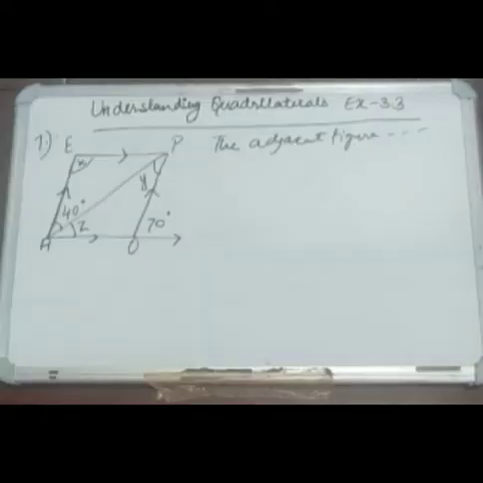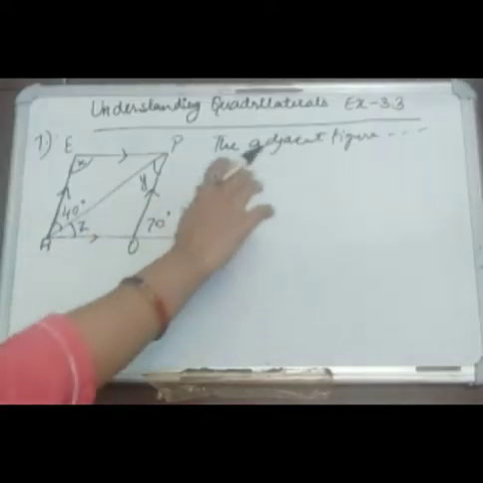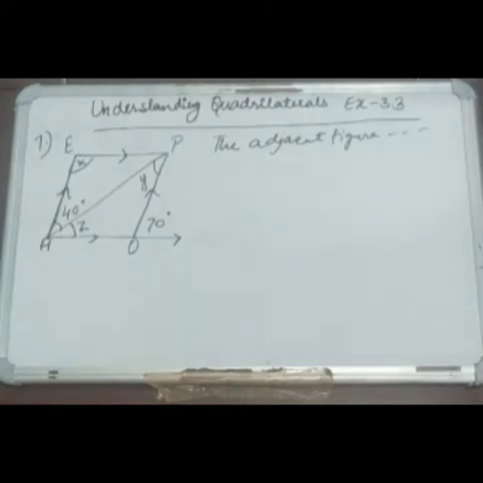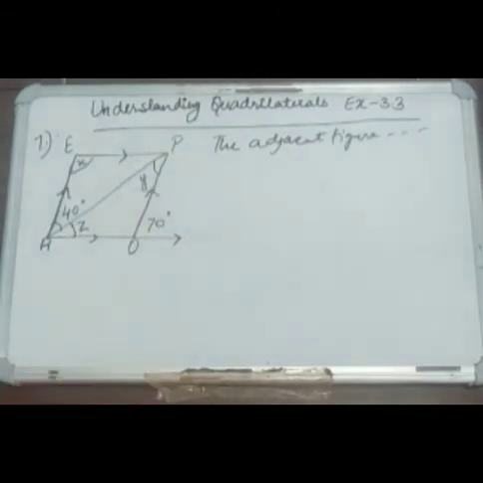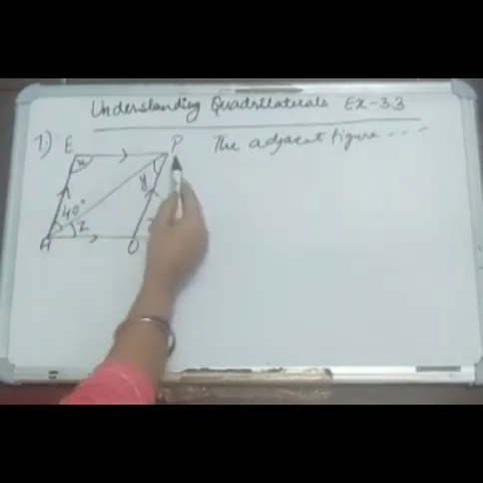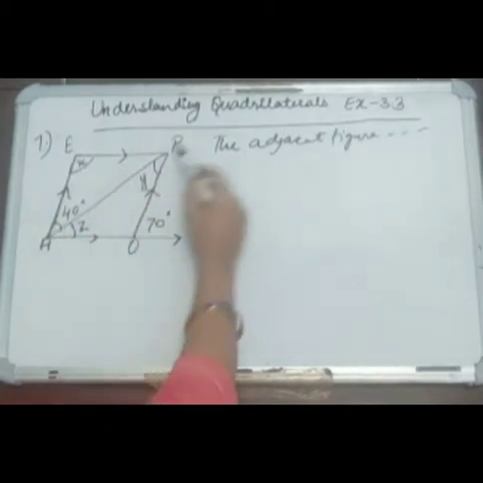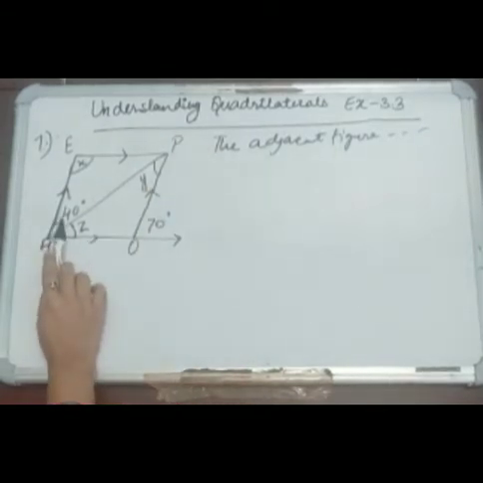Got everyone? So here is question number 7. The adjacent figure HOPE is a parallelogram. Find the measure of angles x, y and z by using the properties of a parallelogram. Now see, HOPE is a parallelogram. It means opposite sides are parallel and equal. These two also are parallel and equal. So first look here: if two lines are parallel, these two lines are parallel here, so this one will act as a transversal. So this angle 40 and y are alternate angles.